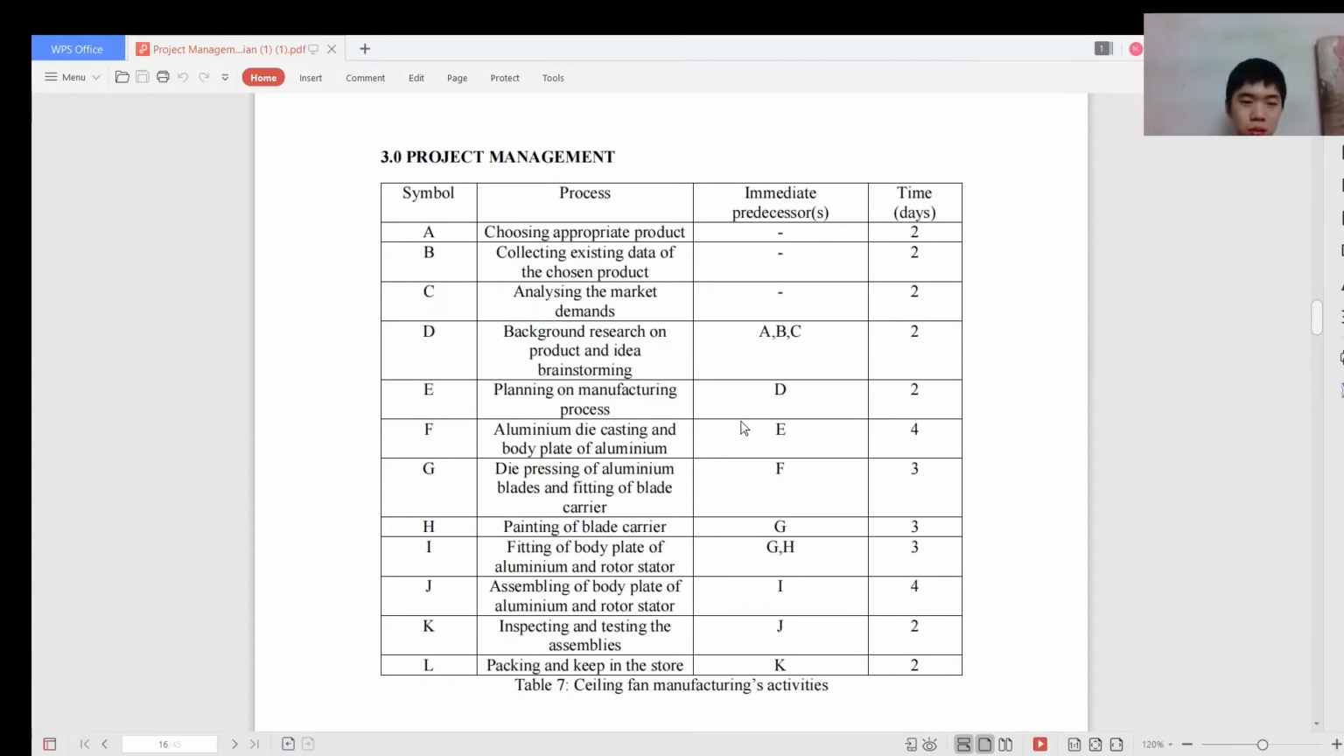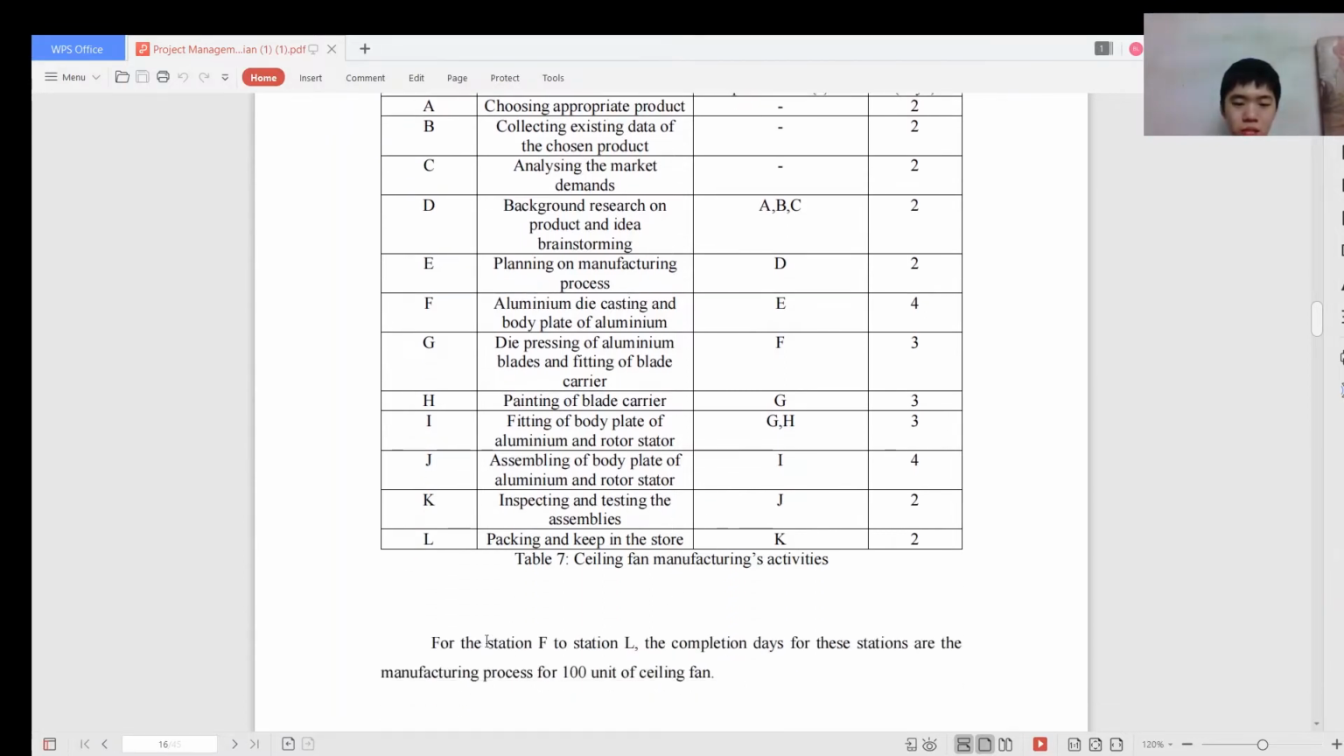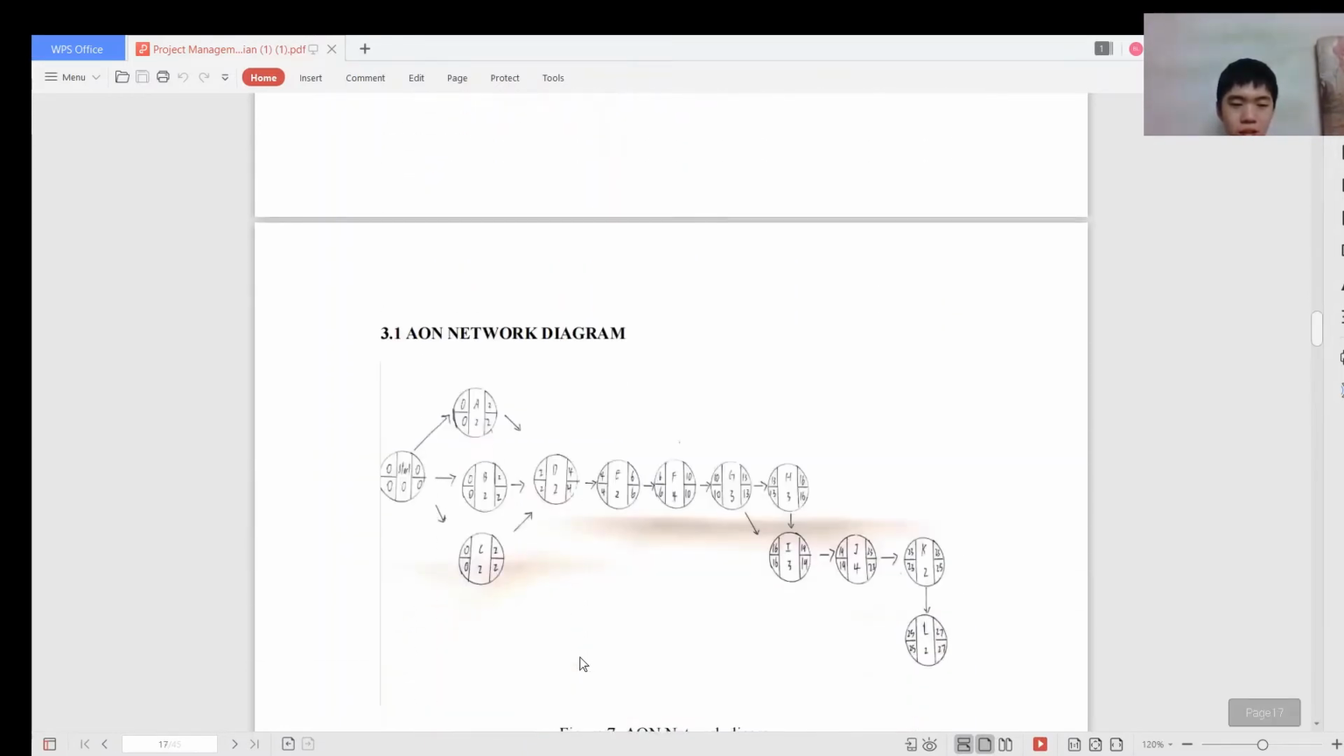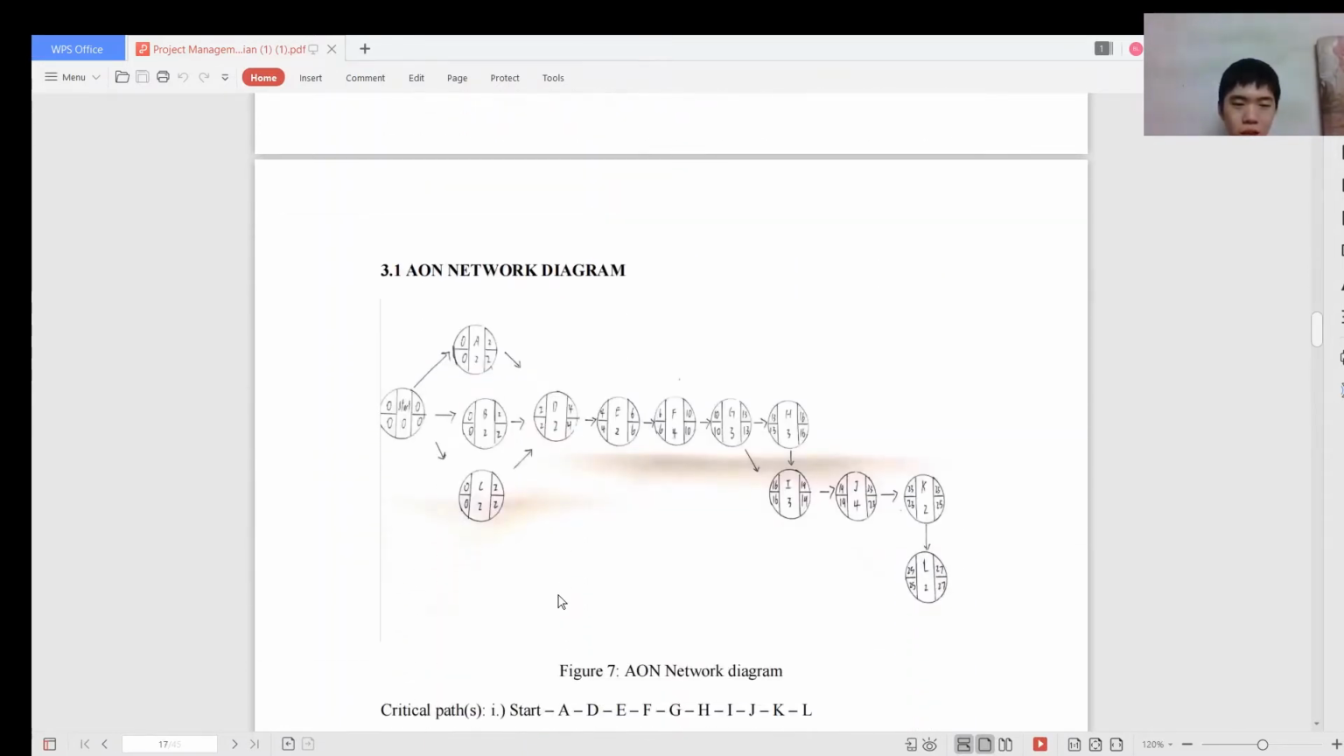So this table shows a manufacturing activity for ceiling fan. There are 12 activities in total, from choosing appropriate product to packing and keeping in the store. Activity F has the longest processing time at 4 days. So from station F to L, the completion days for these stations are the manufacturing process for 100 units of the ceiling fan. After that, we can construct an AON network diagram.